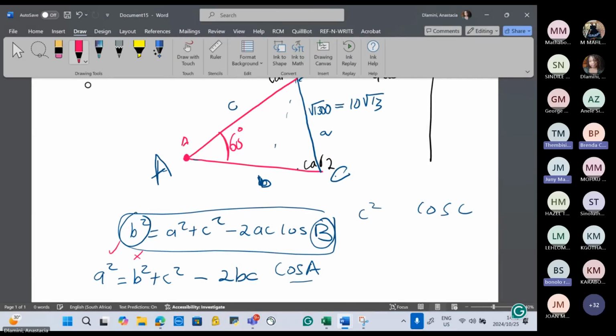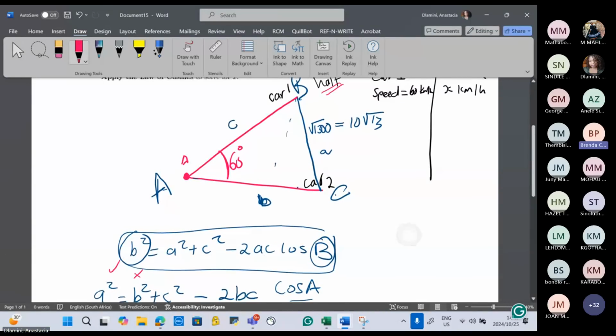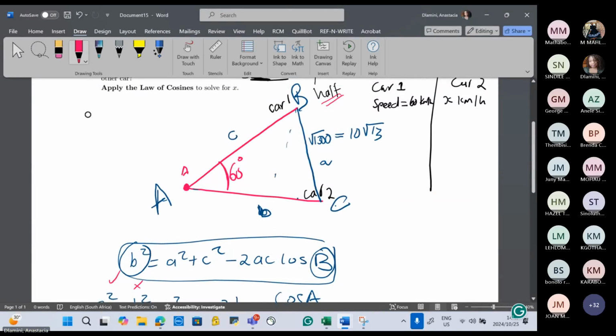No. We have speed, but we don't have the distance. Technically, do we indirectly have C? Yes. So how can we find C then? Distance equals speed times time. We can calculate it.